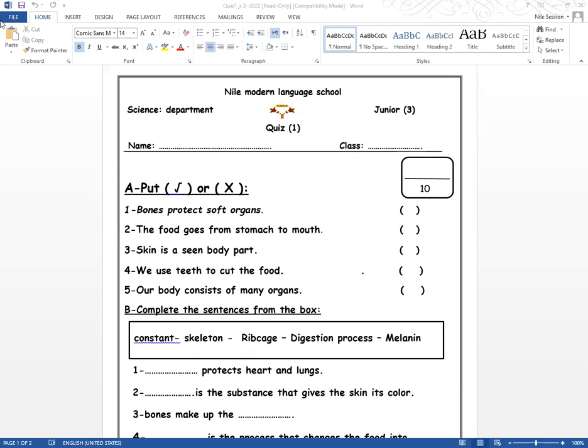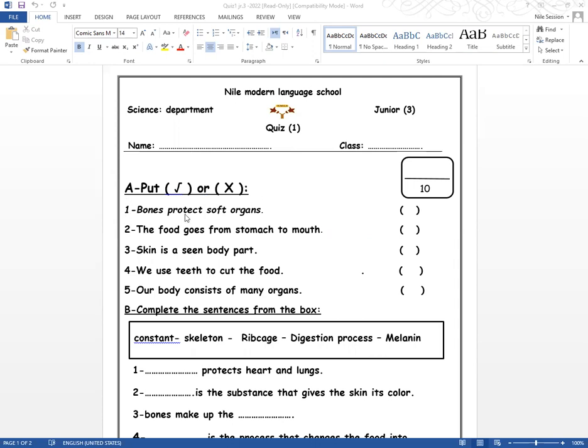Today we will solve the quiz that we take in the school together. This quiz is on lessons 1, 2 and 3. Okay, jr.3, let's start. Number 1, we will put right or wrong.